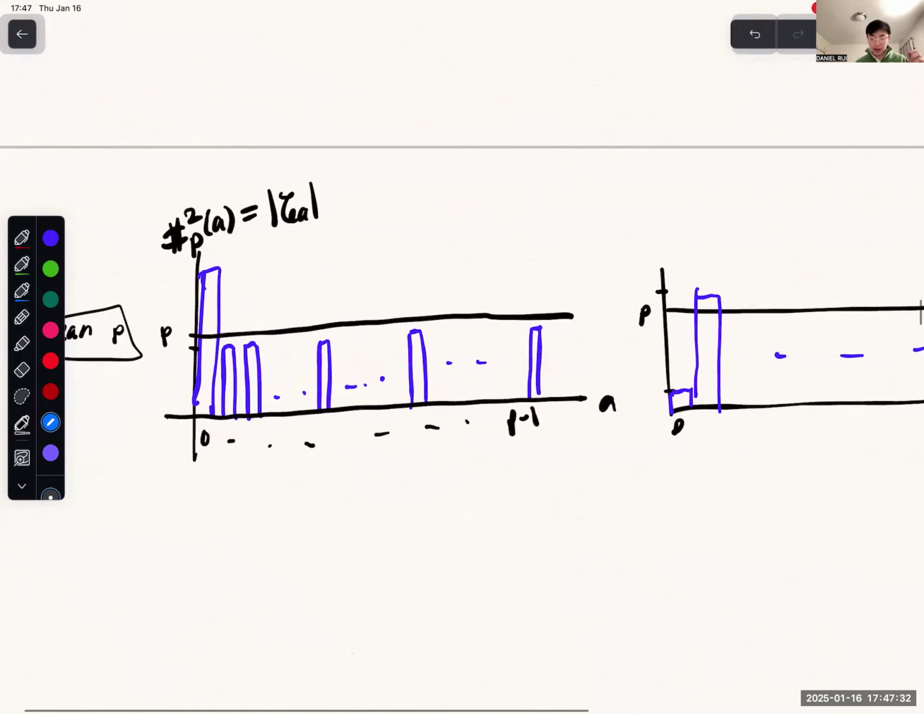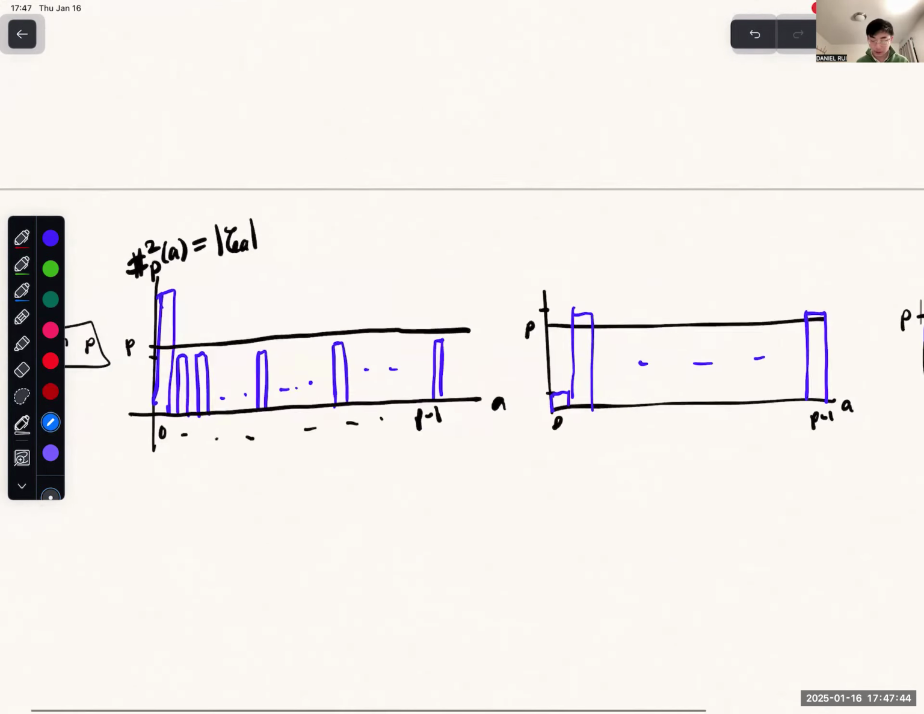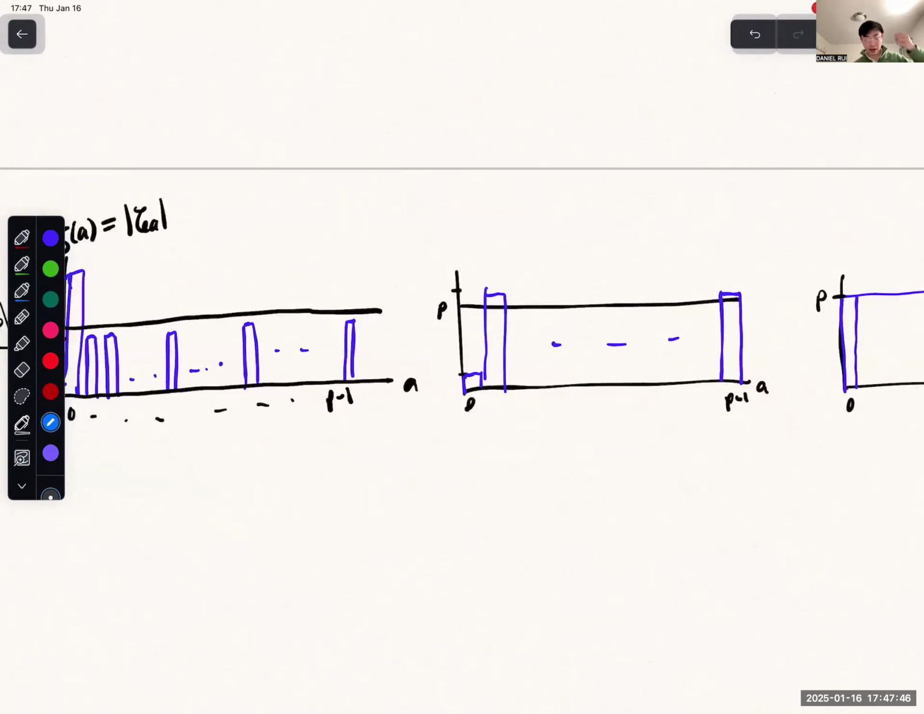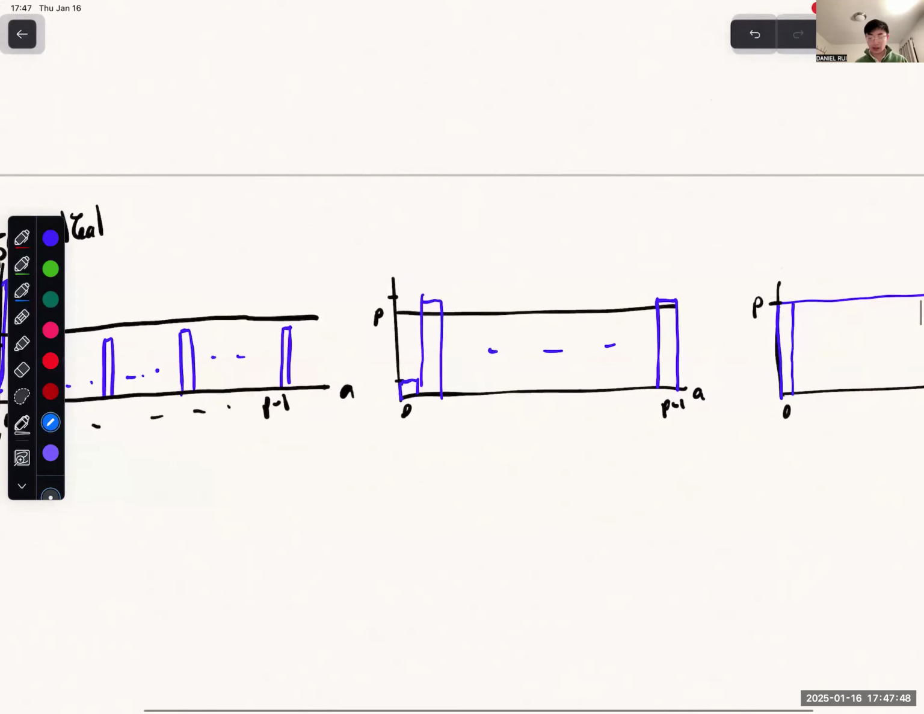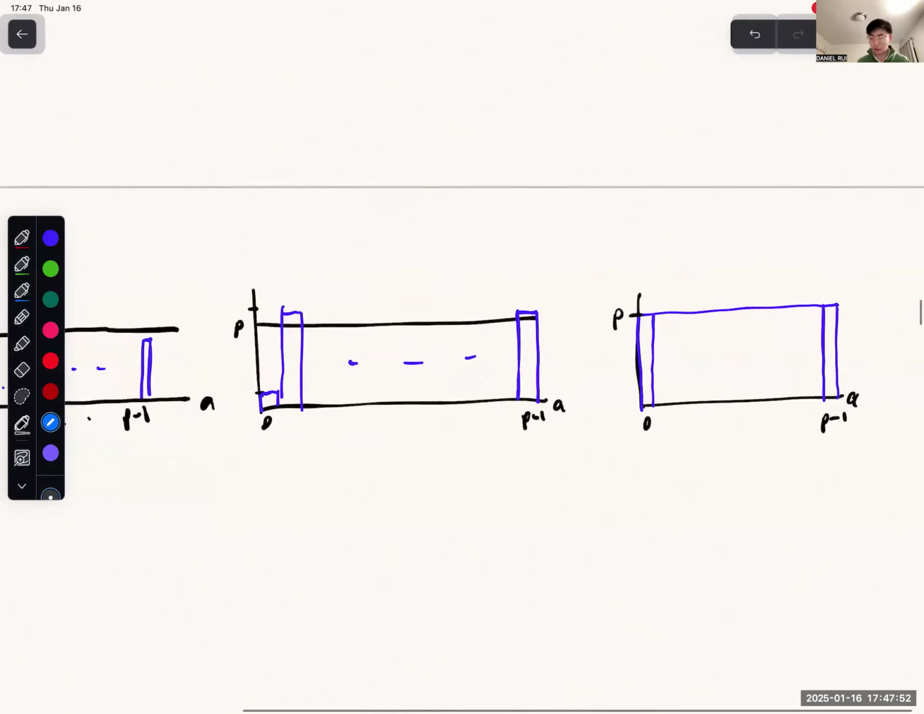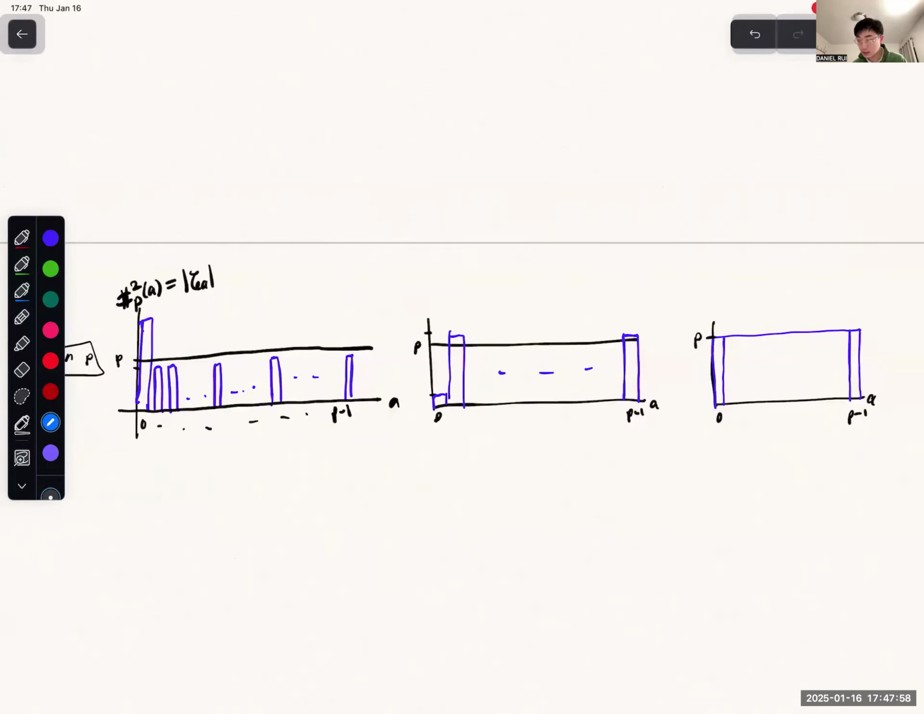So what could happen is that 0 is anomalously big. There are many more points in 0, and everybody else has to decrease from the average p to compensate. That's one possibility. The other possibility is 0 has very few, and so everybody else has to rise a little bit from the average p to compensate. And of course, the last possibility is that there's just p everywhere. So these are the three possibilities.